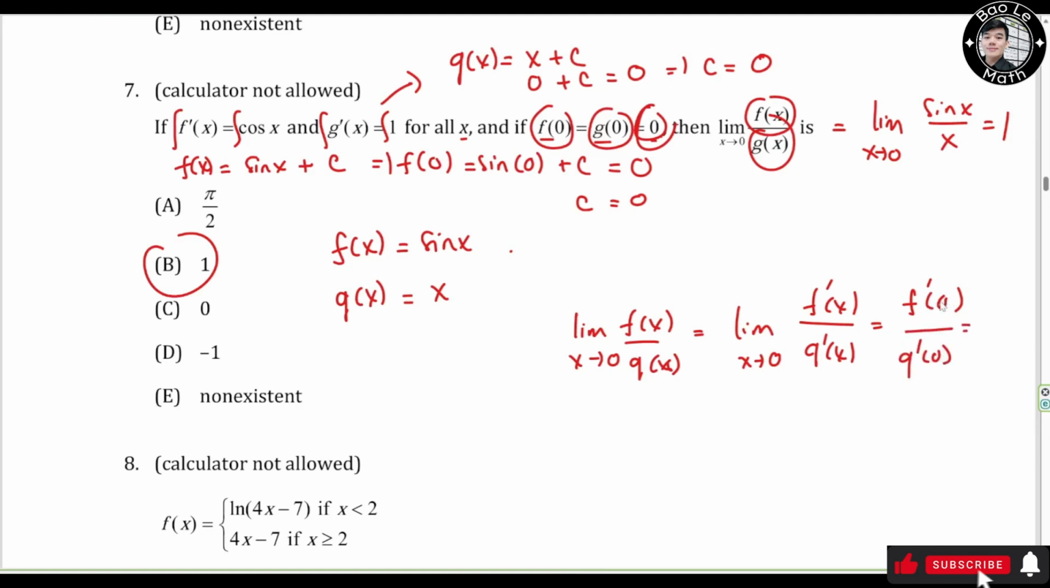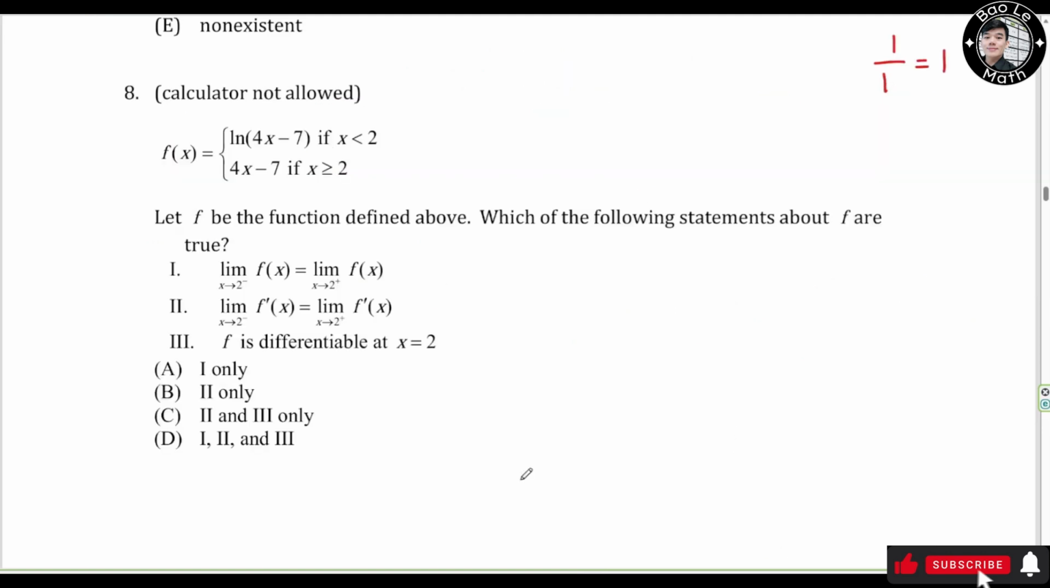And for f prime of 0, we have f prime of s equals cosine s, right? So it will be cosine of 0 over g prime of 0 equals 1, right? Right here. So cosine of 0 equals 1, so it will be 1 over 1, the answer must be 1, right? Now let's move on to question 8.